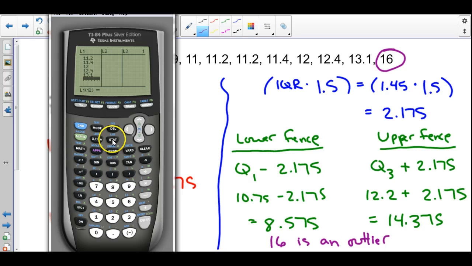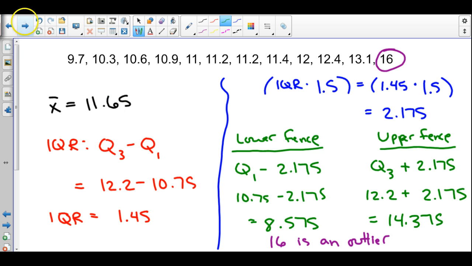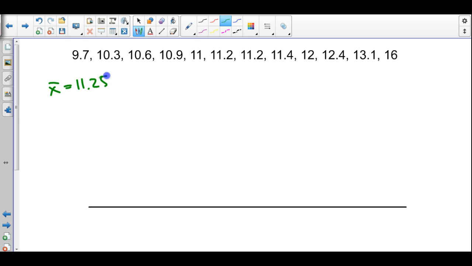Now I'm going to go back to Stat and over to Calculate, and we're going to calculate our one variable statistics again. Notice that our mean goes to 11.25. I'm going to write that down on the next slide. Our mean x bar becomes 11.25. The mean before was 11.65. So if you remove that outlier, your average goes down because that value of 16 was really bringing up the mean so much. So 11.25 is our new mean.